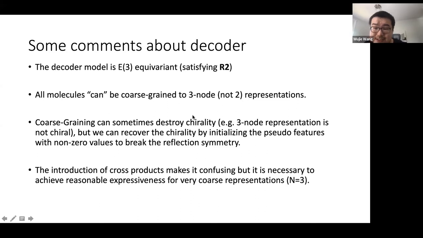You cannot do two, because if you coarse grain your molecule into 2 beads, the inter-node vectors will only live in a straight line. So you really don't have the expressive power to backmap everything back to 3D. Also, coarse-graining sometimes can destroy chiral information, and sometimes you want that chiral information. For example, a three-node orientation does not have chirality because it's just a plane. You could do some trick to initialize the pseudo features to get the chirality back, or at least break the symmetries to make your molecule choose a chiral symmetry.